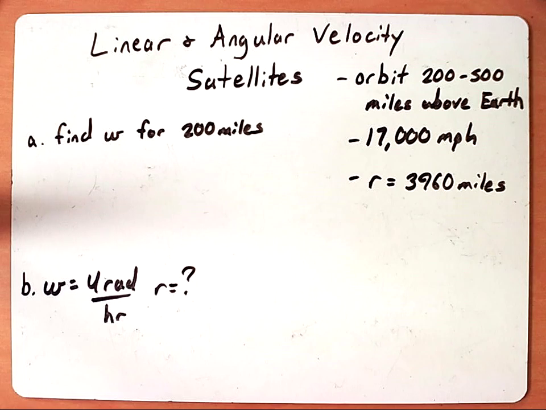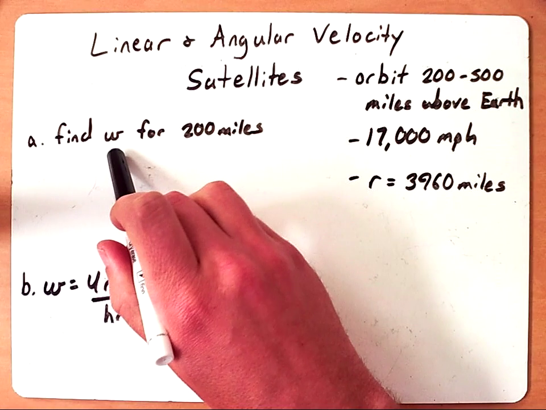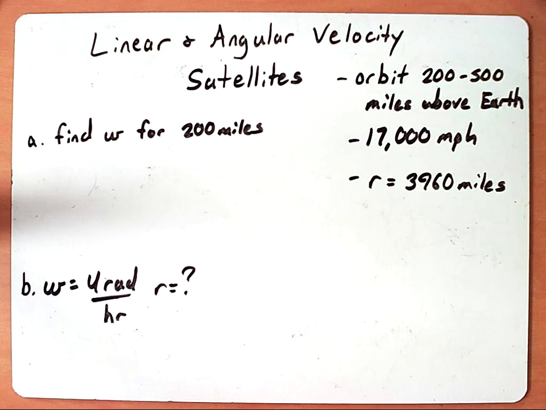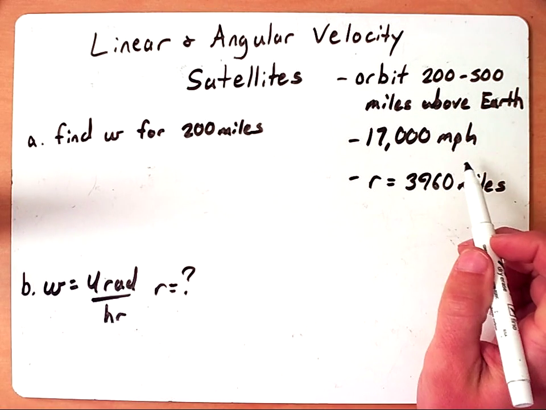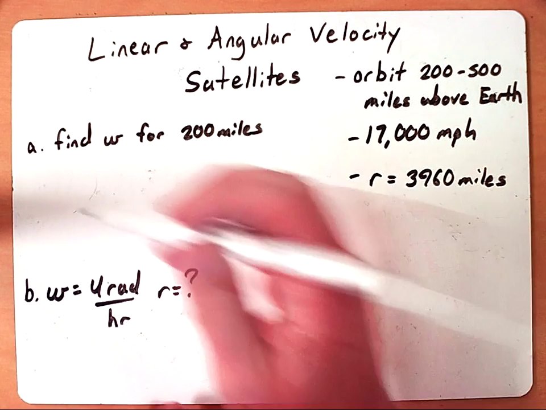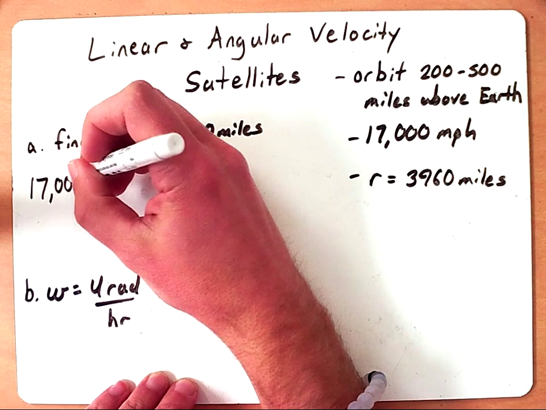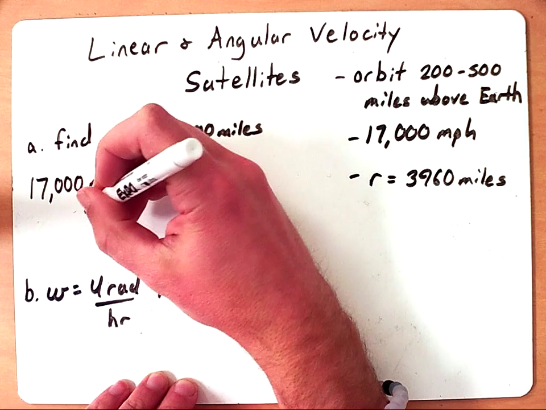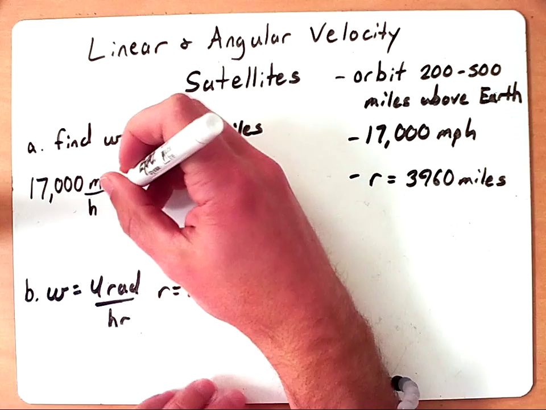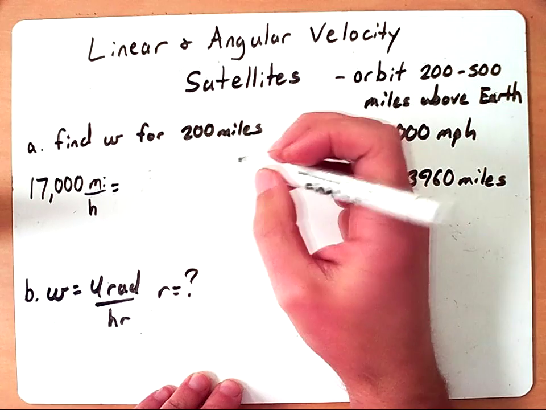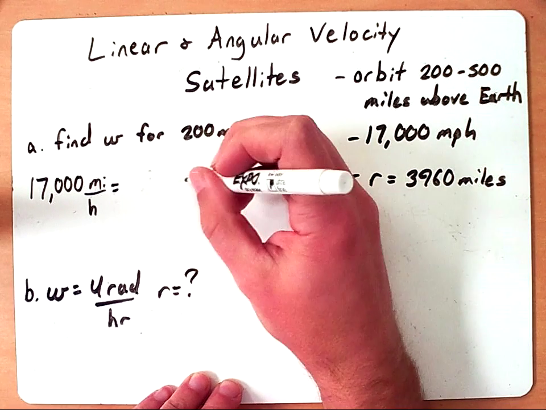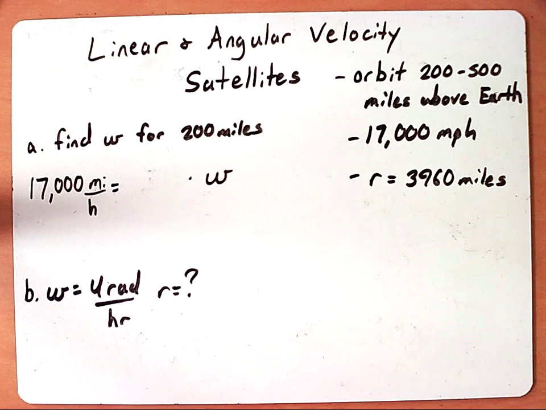Part A asks us to find angular velocity, that's the small omega, looks like a W, for a satellite that is 200 miles above the Earth. So 17,000 miles per hour is going to be the linear velocity of the satellite. So we know that the satellite is traveling 17,000 miles per hour. Okay. Now, we are trying to find angular velocity, so that will be W. So that means we must know R if we're going to be able to find angular velocity.